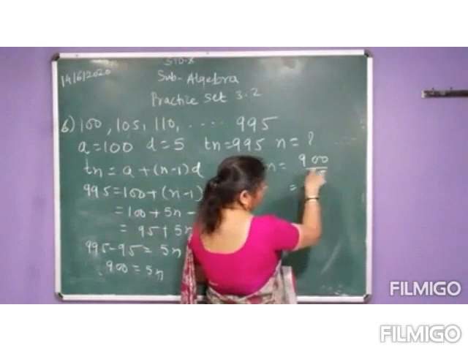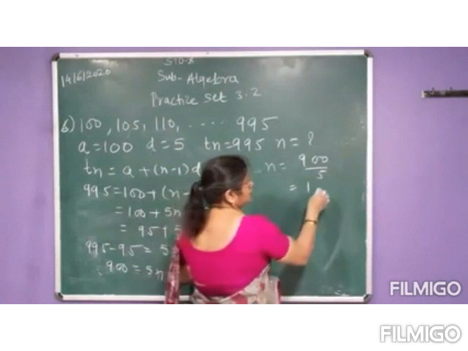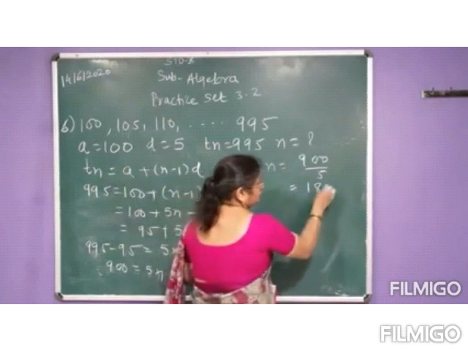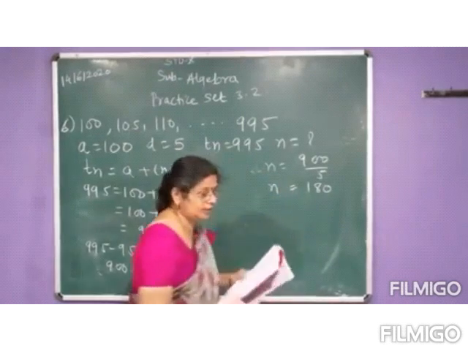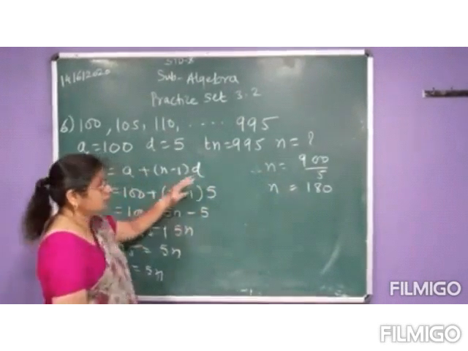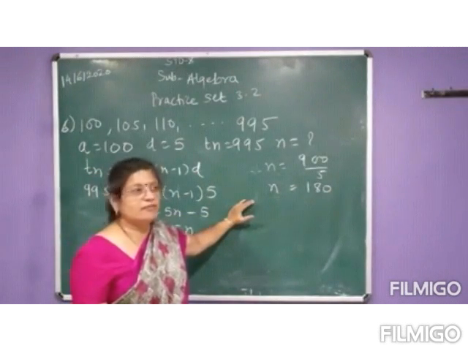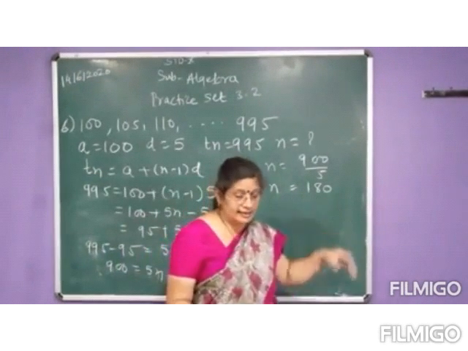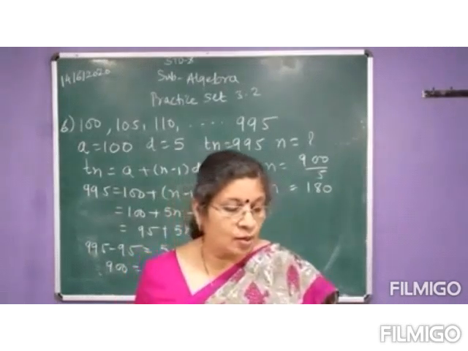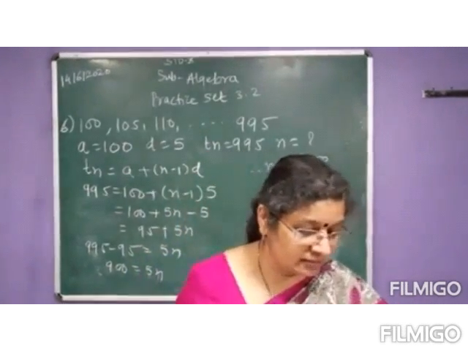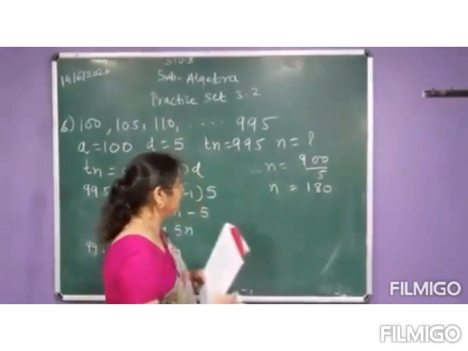What you will get here? 40, correct? 5 8s are 40. So 80. N is equal to 180. So how many 3-digit numbers are divisible by 5? There are 180 3-digit natural numbers divisible by 5.